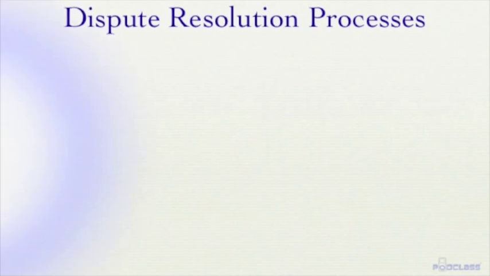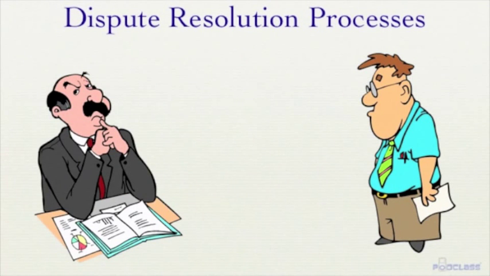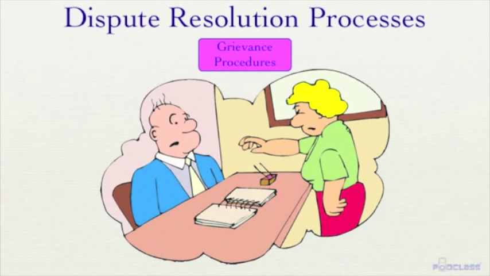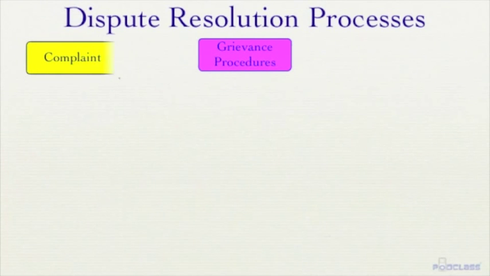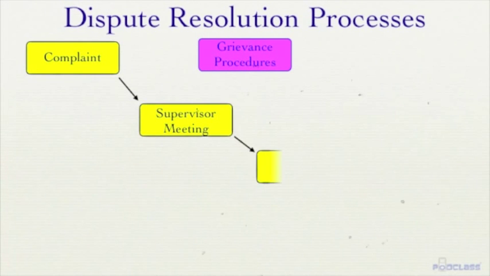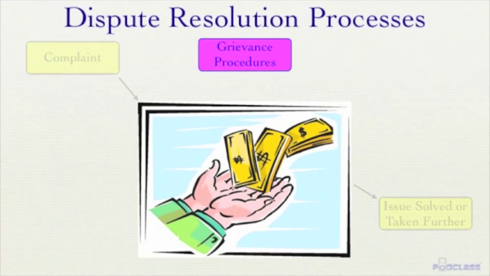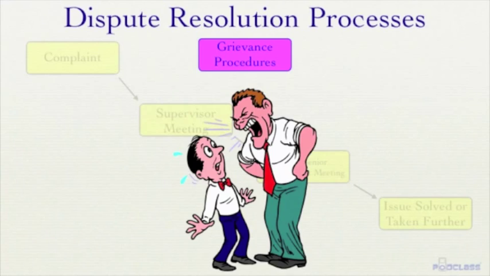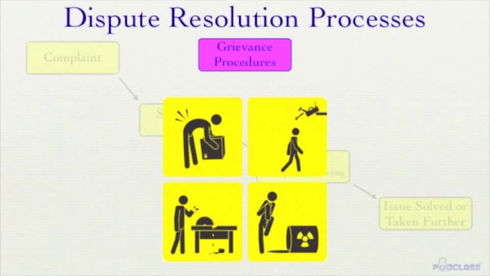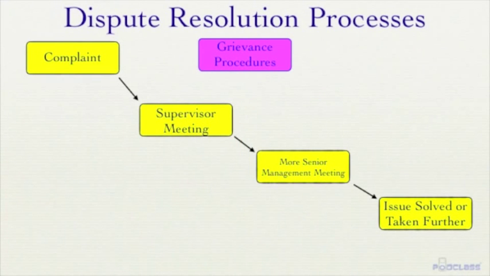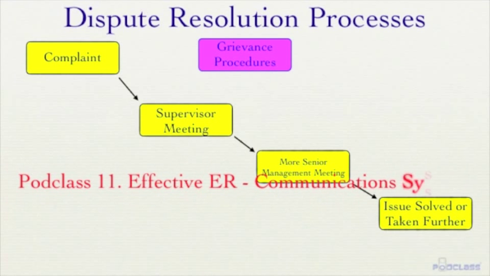The first process that managers and employees need to go through is a grievance procedure. When an employee has a grievance in the business, a grievance procedure is a series of steps that the business has in place to allow this grievance to be handled effectively. An effective grievance procedure allows problems like pay disputes, bullying, safety, etc. to be solved before they become major issues. Grievance procedures were explained in detail in PODCLASS 11, Effective Employment Relations, Communication Systems.